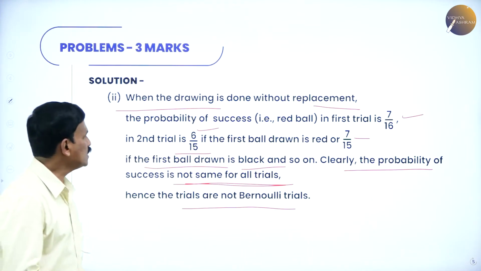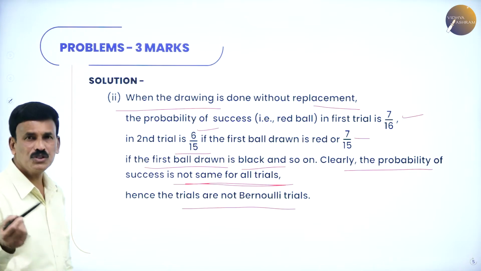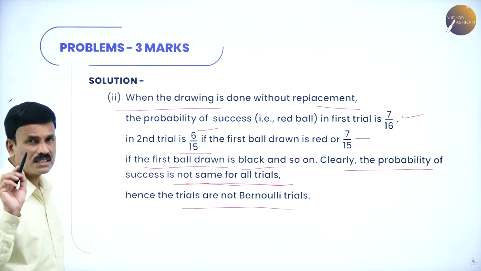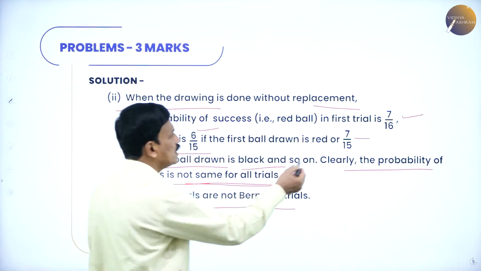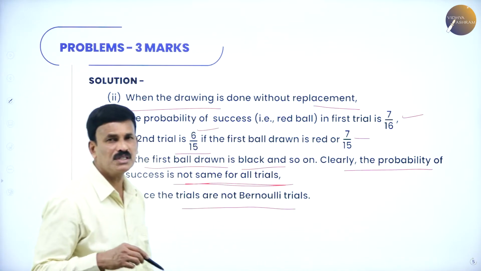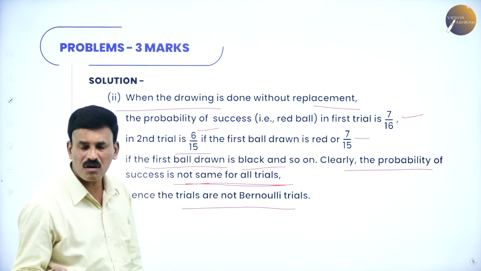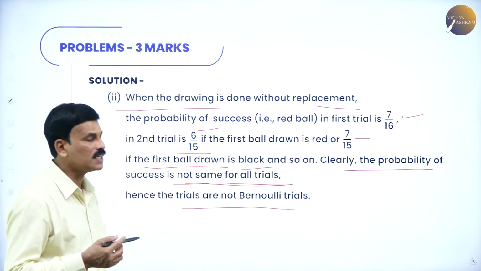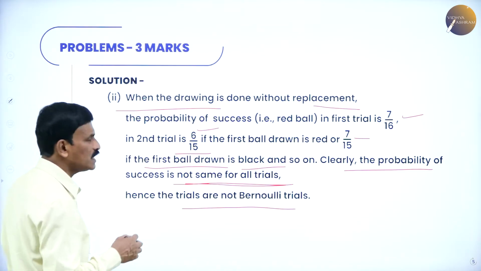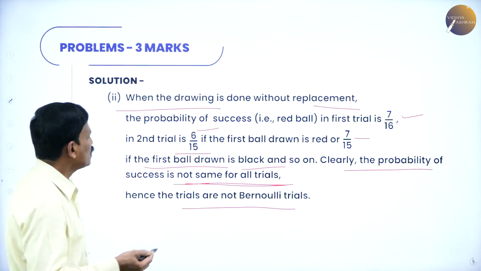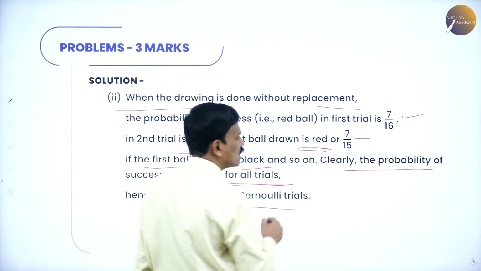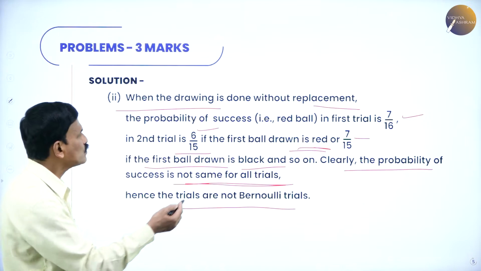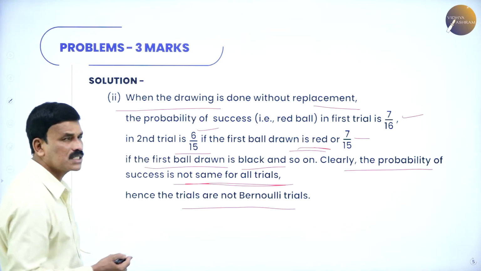Listen here. When the drawing is done without replacement, the probability of success, that is getting a red ball, in the first case is 7 out of 16, that is 7/16. Once you take one ball from the urn, how many balls are left? The probability in the second trial is 6/15 if the first ball drawn is red, or 7/15 if the first ball drawn is black, and so on. Clearly, the probabilities of success are different.